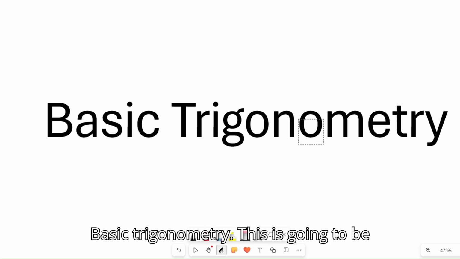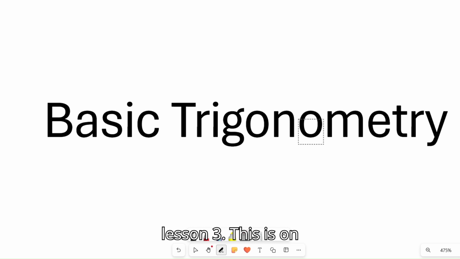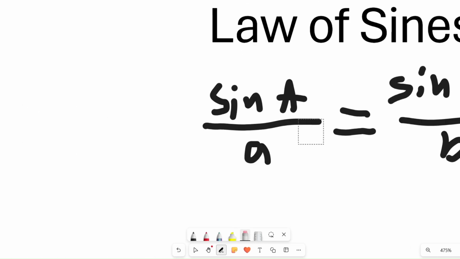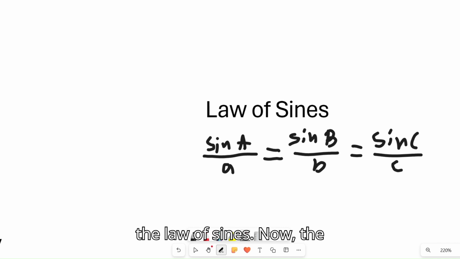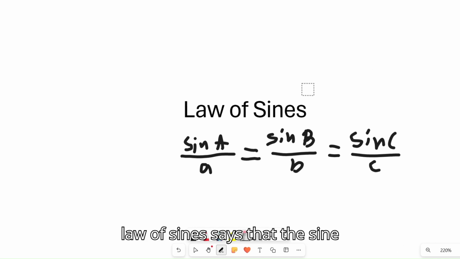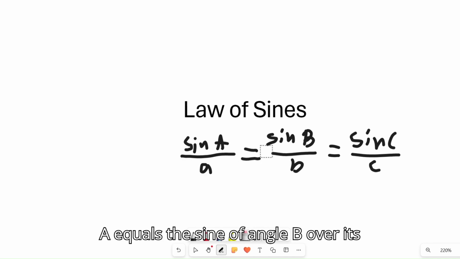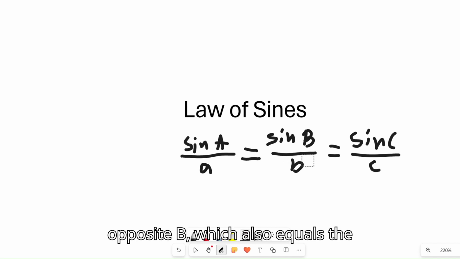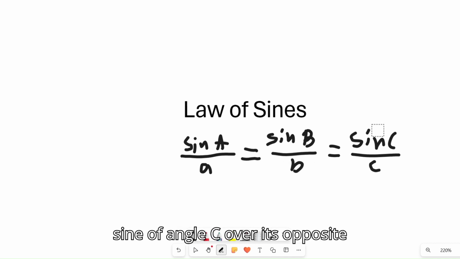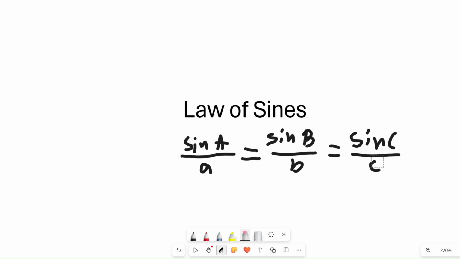Basic trigonometry. This is going to be lesson 3, on the law of sines. Now, the law of sines says that the sine of angle A over its opposite side a equals the sine of angle B over its opposite side b, which also equals the sine of angle C over its opposite side c.